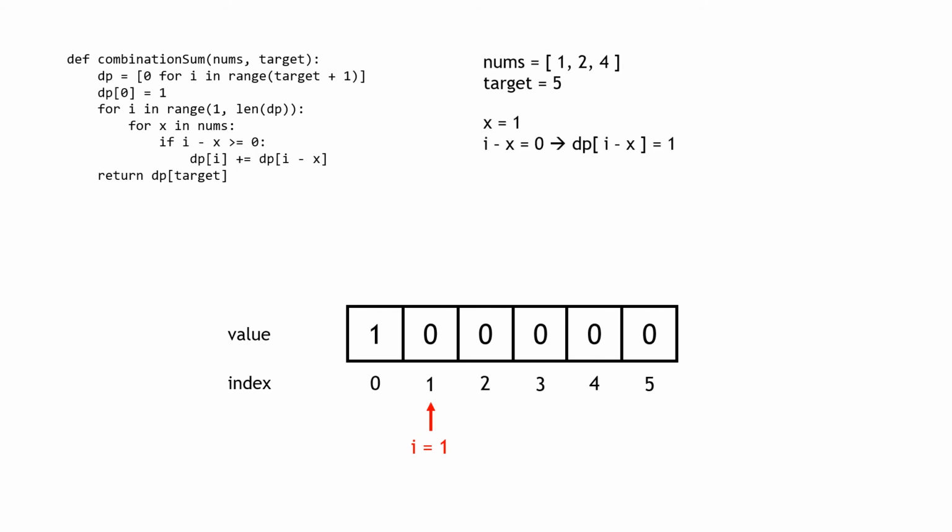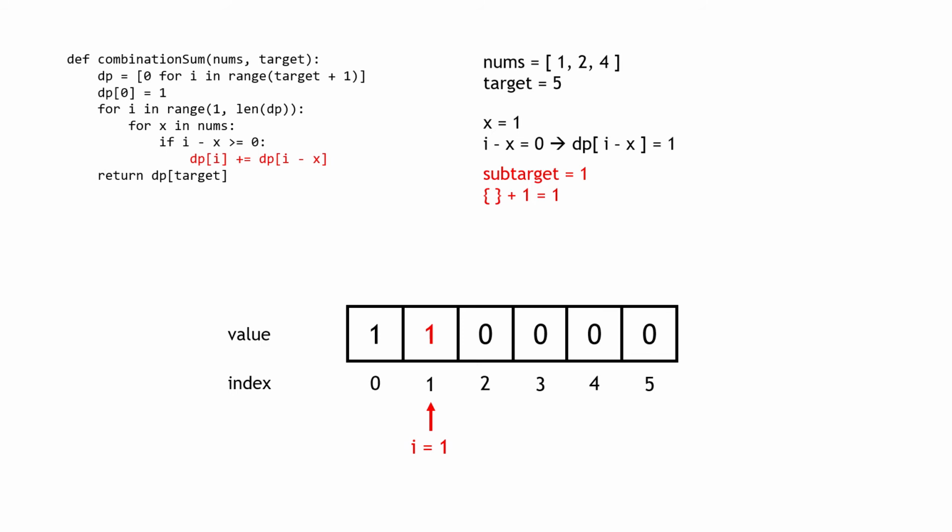So first, i starts off as 1, and x also starts off as 1 because x is the first number in the nums array. So i minus x is 0. This means we enter the if clause and add dp of i minus x, which is 1, to dp of i, which is currently 0.